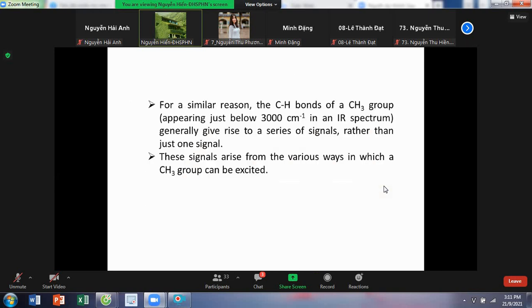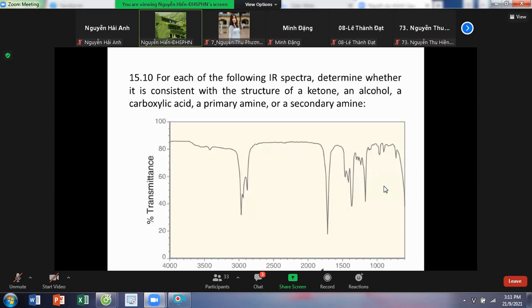So the reason for the appearance of different peaks corresponding to just one kind of bond may be due to the asymmetric and symmetric vibrations. You can see this in the following spectrums.